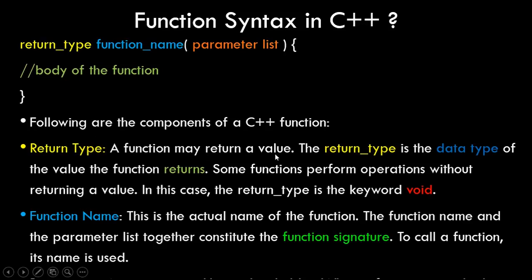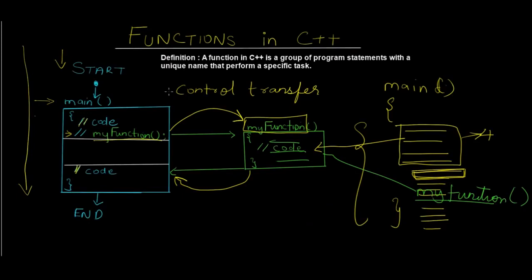A function may return a value. The return type is the data type of the value that the function returns. Some functions perform operations without returning a value. In this case, the return type is the keyword void. Let me explain with our same example. What would the return type mean?